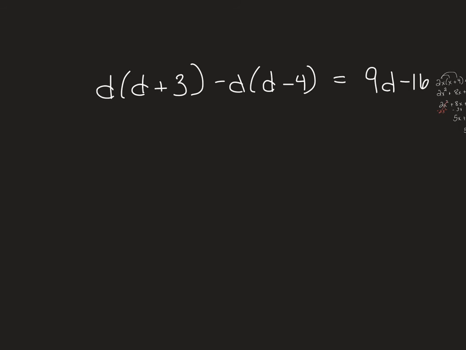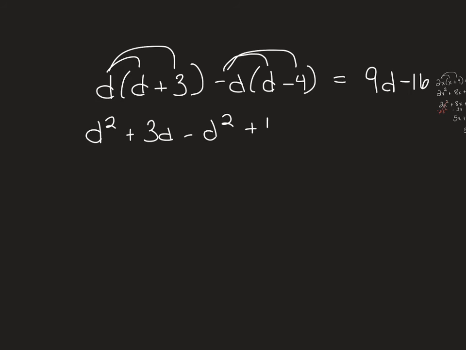Okay, let's look at another equation. That means we're going to get d equals something. So first, of course, we're going to work on the left side, and then we'll simplify the right side. So d times d is d squared, plus 3 times d is 3d. Negative d times d is minus d squared, and negative d times negative 4 is plus 4d, equals 9d minus 16. So these cancel. And 3d plus 4d is 7d, equals 9d minus 16.